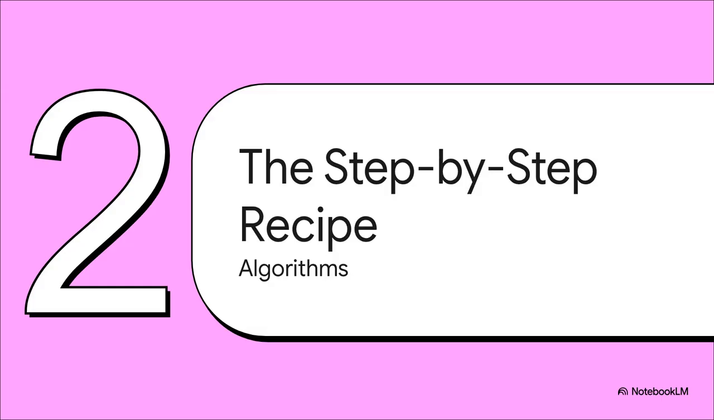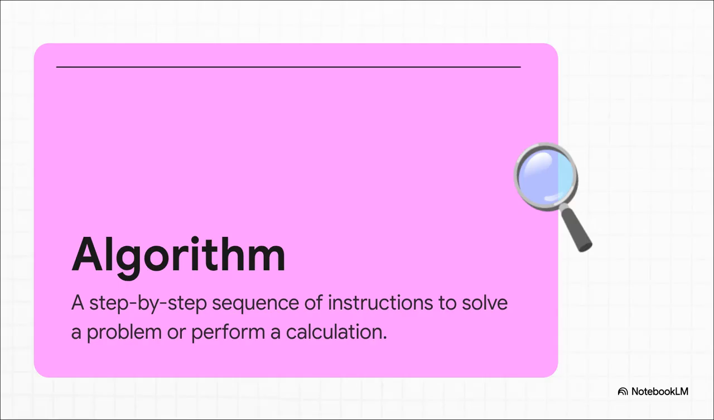Okay, so if data structures are the toolboxes, what are the instructions for actually using the tools inside? That brings us to our second key component, the recipe. And that recipe? It's called an algorithm. It's really just a simple, step-by-step set of instructions designed to solve a very specific problem, whether that's sorting your music playlist or finding the fastest route home on a map app.